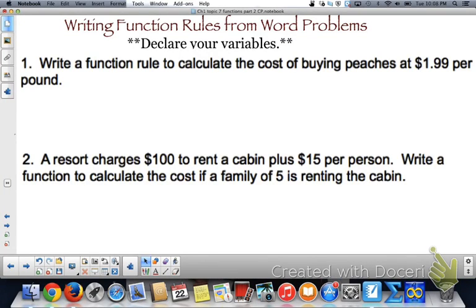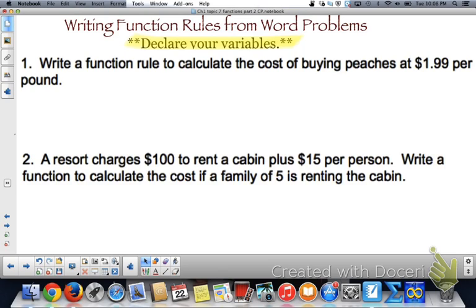Okay, in our final video for Chapter 1, Topic 7, Part 2, actually our last video for the chapter, we are going to talk about writing function rules from word problems. Now, there's this first thing I want to bring up. This says declare your variables. In order to do that, we need to decide what we have variables for.